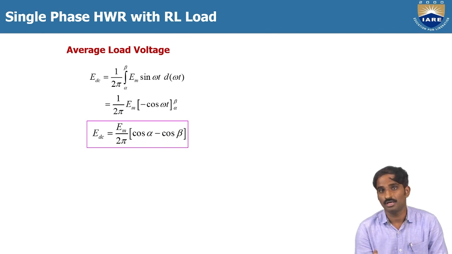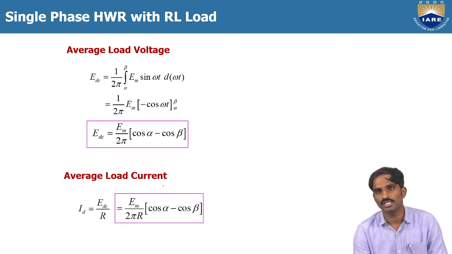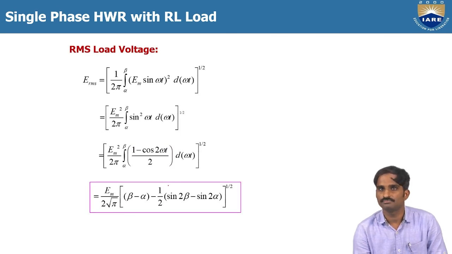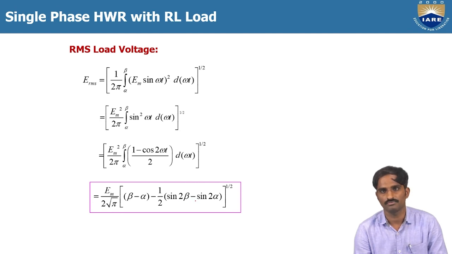That's how the output load voltage changes with respect to the load also. Similarly, for the average load current, we already derived the average load voltage, so EDC by R gives you the average load current. Similarly for the RMS load voltage, apply the same equation, integrate and substitute the limits, and you will get the RMS load voltage equal to Em by 2 pi into beta minus alpha minus 1 by 2 into sine 2 beta minus sine 2 alpha, whole square.